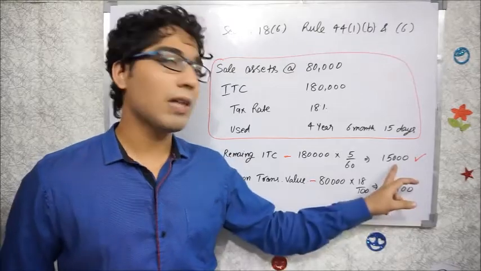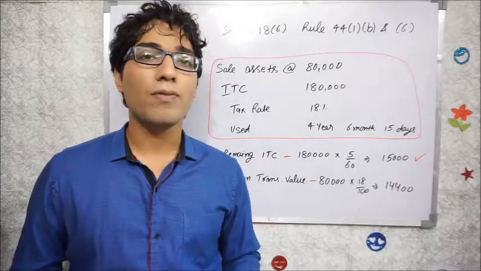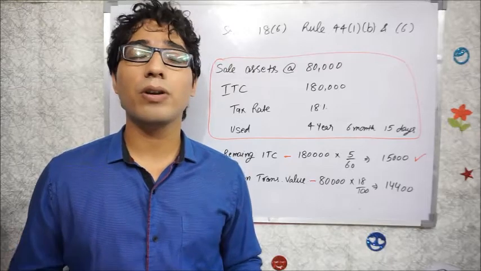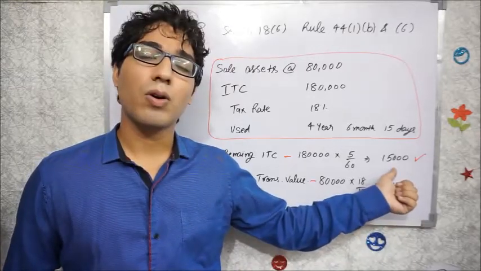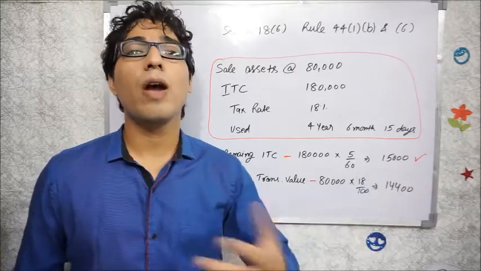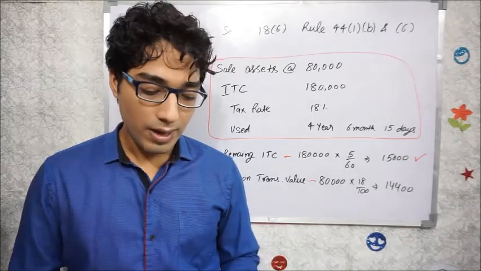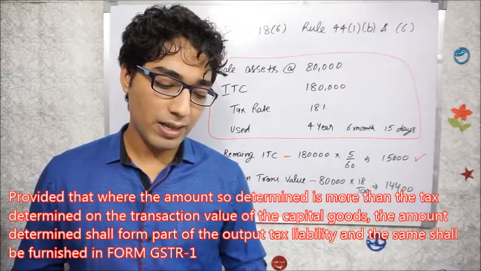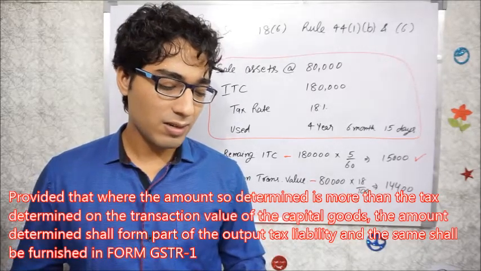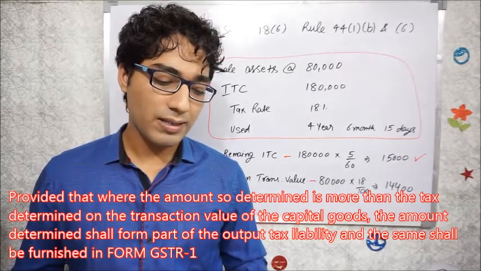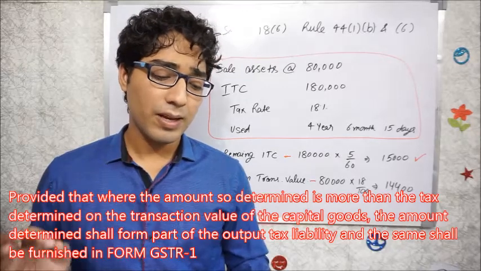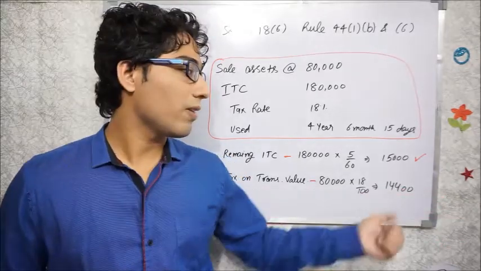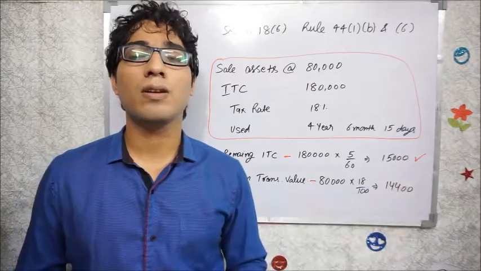So don't show 15,000 in table number 11 of GSTR1. No, you have to show this figure in table number 4 of GSTR1. And remember this, it is very important: 15,000 is not the reversal of tax or reversal of input tax credit. This is the amount of tax which you have to pay from your pocket. Remember this. Also the proviso to rule 44, sub rule 6 says the same thing: provided that where the amount so determined is more than the tax determined on the transaction value of the capital goods, the amount determined shall form part of the output tax liability, and the same shall be furnished in form GSTR1. So what I want to say to you is that this is table number 4 of GSTR1, not table number 11.